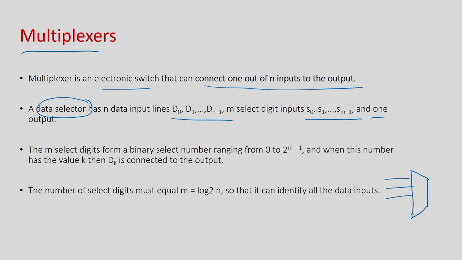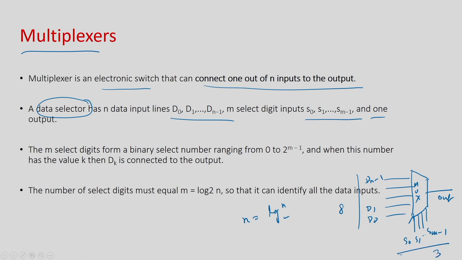So, you will have D0, D1 to Dn minus 1 as n input lines, and select lines are connected here. Right. So, S0, S1 to Sm minus 1, and in a multiplexer there is one output. Right. So, this is my mux. The relation between m and n is that usually m is log n, right? So if there are say 8 inputs, m will be 3, there will be 3 select lines. If there are 4 inputs, the number of select lines will be 2. If there are 2 inputs, the number of select lines will be 1.